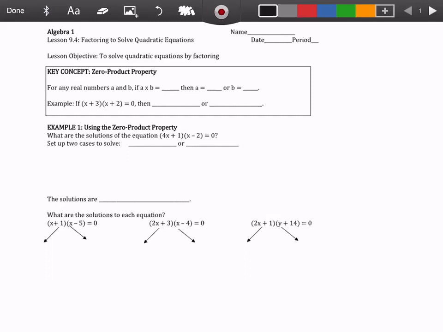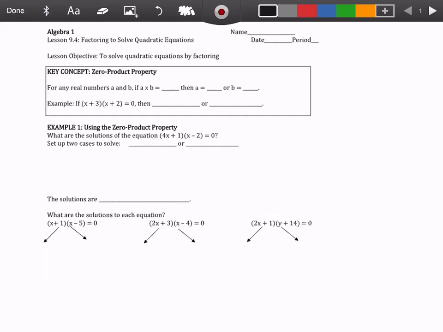So these examples are going to be multi-step. They start us off with example 1 only having 1 step, and then example 2, it's going to be 2 steps. You'll need to factor and then go through the process that we're going to learn today.